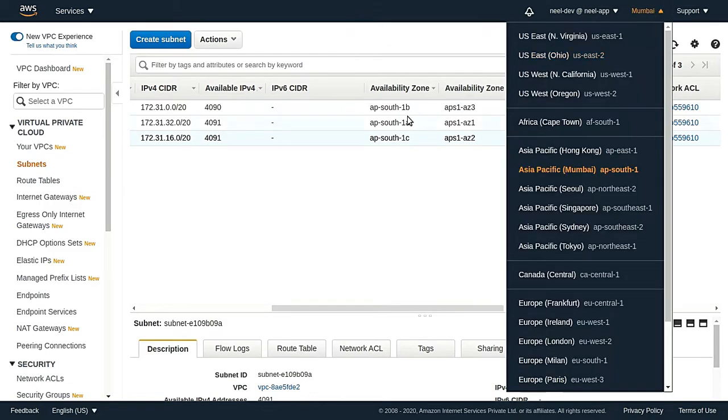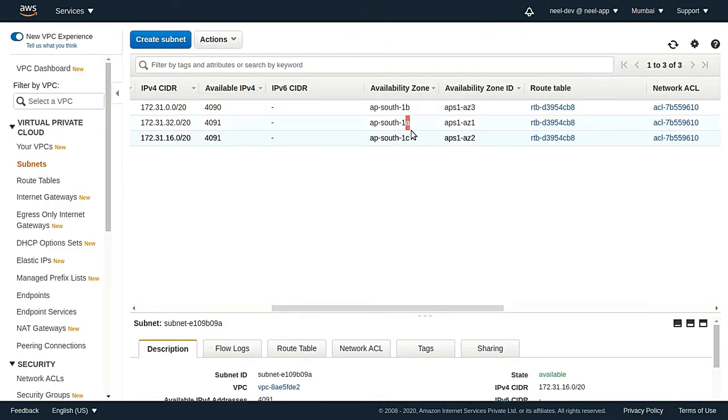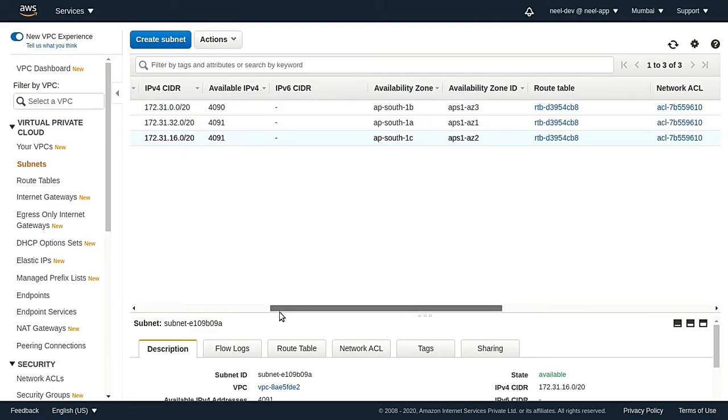Each AZ has one or more discrete data centers. Imagine a bunch of computers in one big room. That's the data center. All of these availability zones are separate from each other, and that's why they are isolated from disaster. But they are still connected to one another with low latency network and high bandwidth.